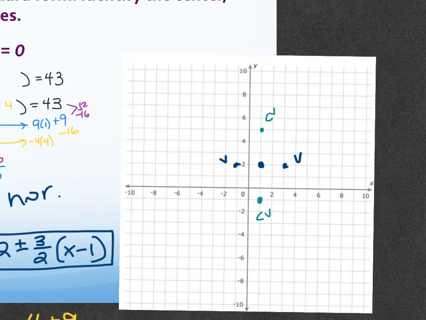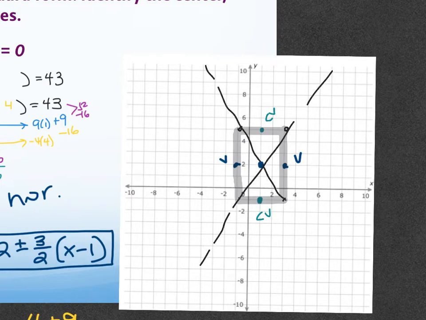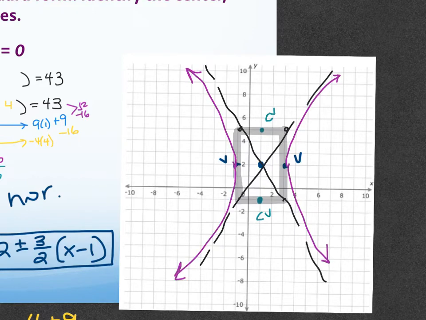And then for a hyperbola, we make a little box going through the B's and the A's. And we cross the asymptotes through the corners of that rectangle. And then we said this is horizontal, so I know it's coming off those vertices. And it's going to be as wide, making my branches as wide as I can without intersecting the asymptotes.